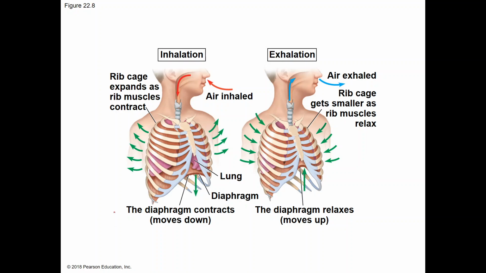So again, this negative pressure breathing creates that pressure gradient by changing the volume of the lungs. And as we exhale, that pressure is put back onto the alveoli.